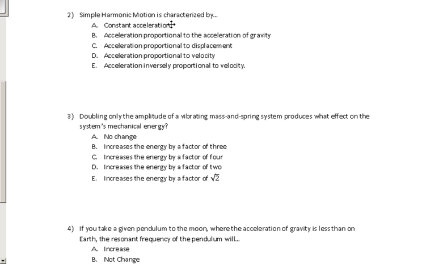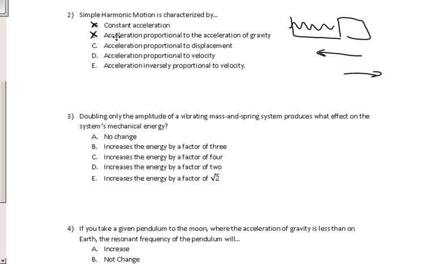Number 2, the simple harmonic motion is characterized by what? Constant acceleration. That can't be it, because if we remember our spring moving back and forth, right? Our spring moves this way, and then it moves this way, and as we move farther away from equilibrium, the acceleration increases, so that can't be it. Acceleration proportional to the acceleration of gravity, that can't be it either, because this is simple harmonic motion and there's nothing to do with gravity there.